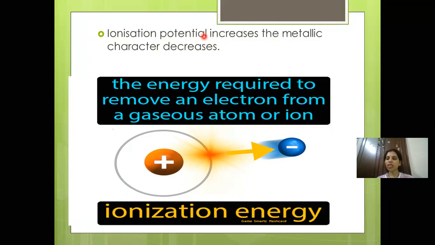So more energy means it is less metallic, because its property itself is losing the electron. If it can easily lose the electron, the IP required is going to be less. So it is inversely proportional. The more the IP, the less is the metallic character. Okay, so this figure again, it's easy for you to understand.